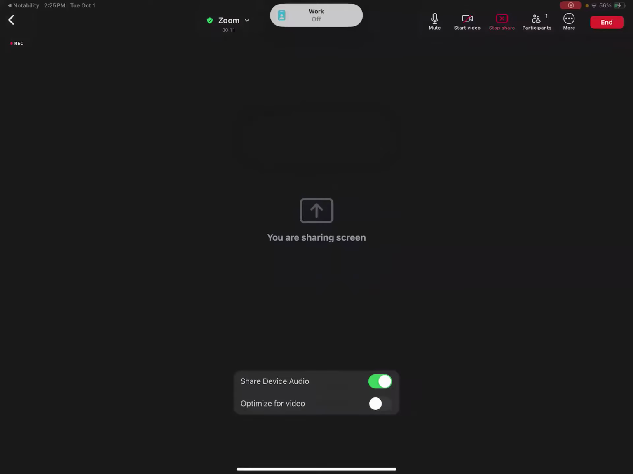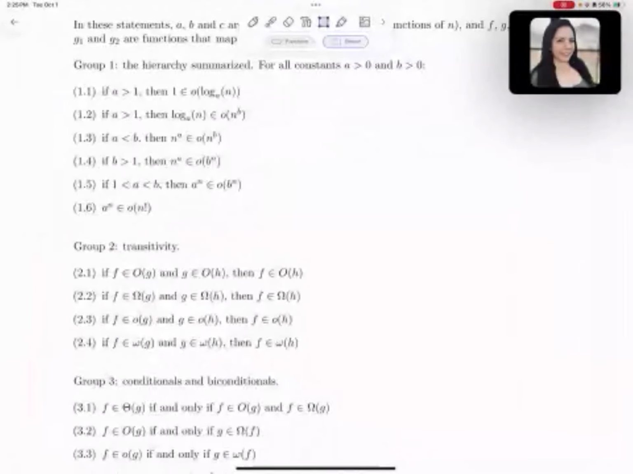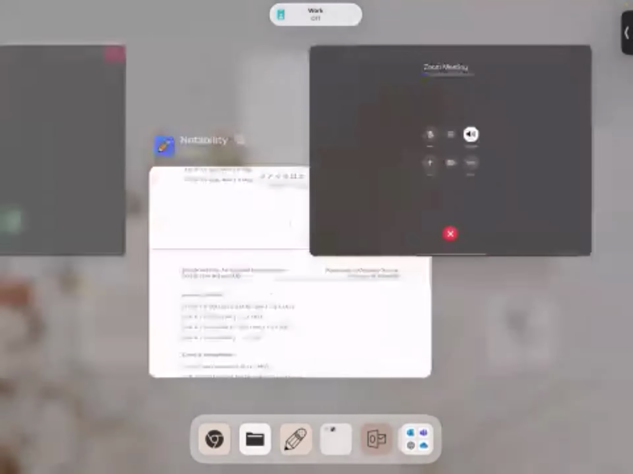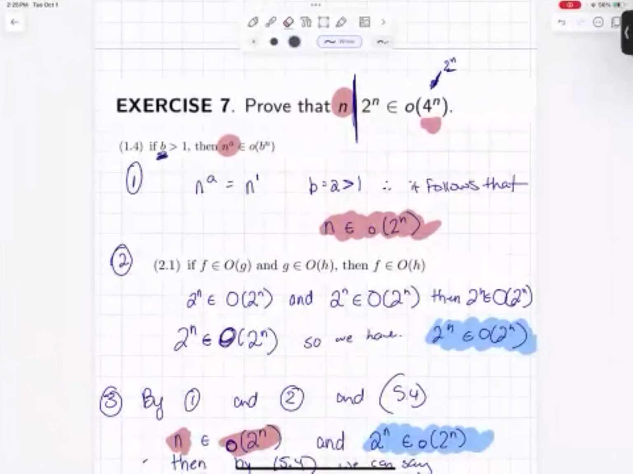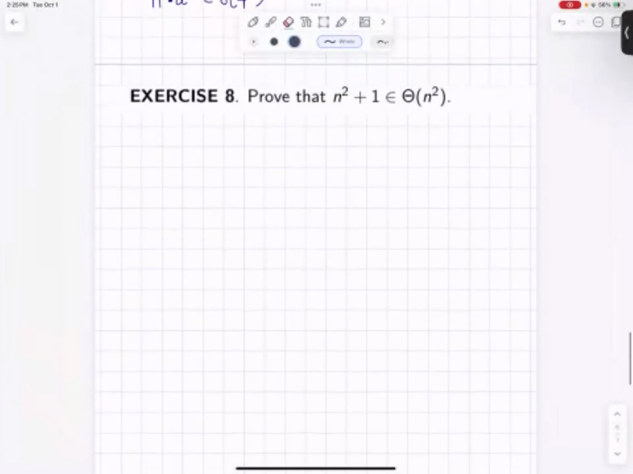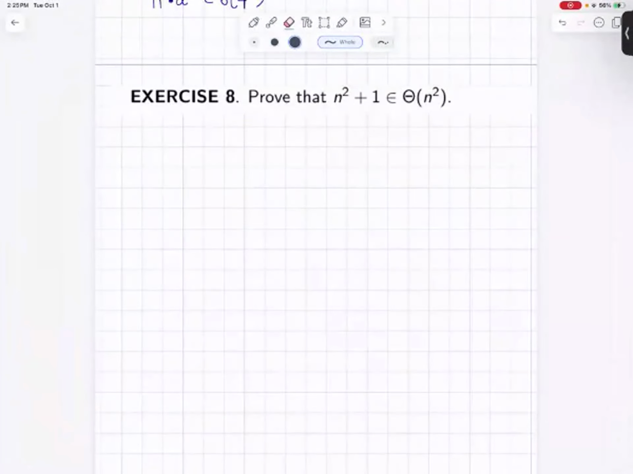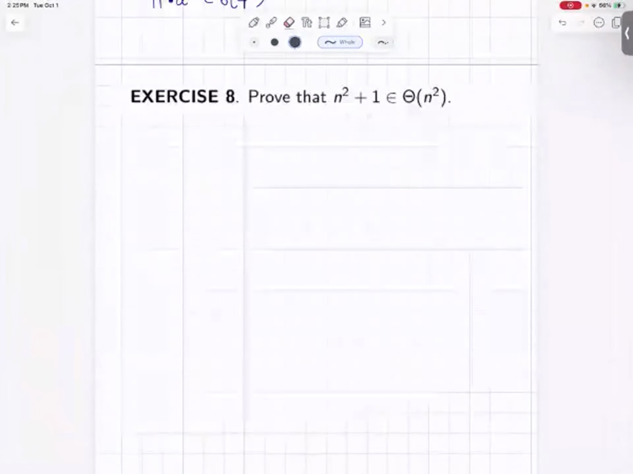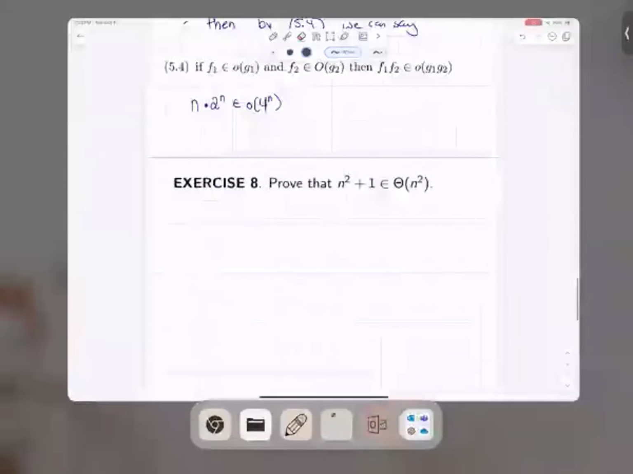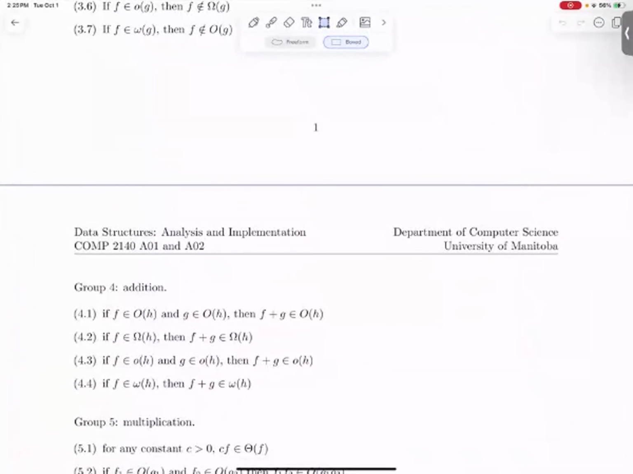Hello and welcome back. We are continuing our conversation around these exercises with our final example surrounding specific numbers. So here we have a proof exercise. Prove that n squared plus 1 is going to be in theta of n squared. We're going to find all of our handy properties that are going to allow us to do this proof. So let's start by opening up our facts document.